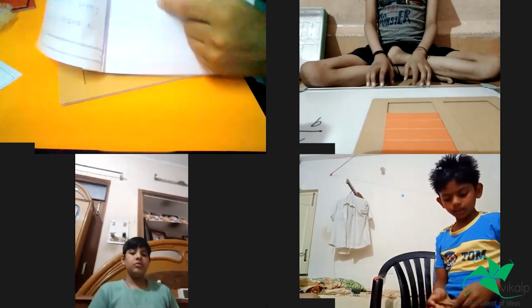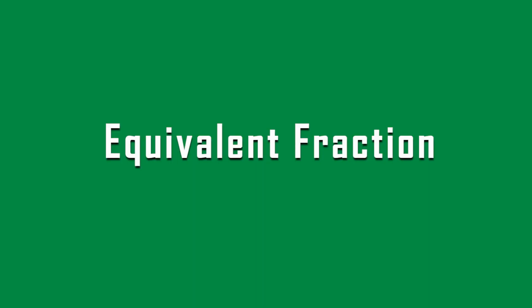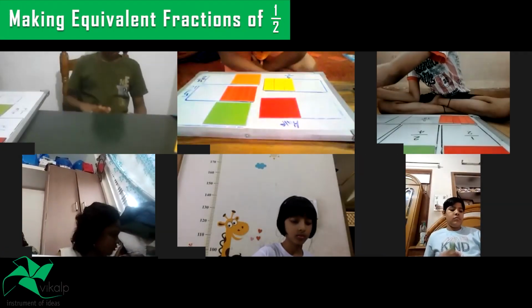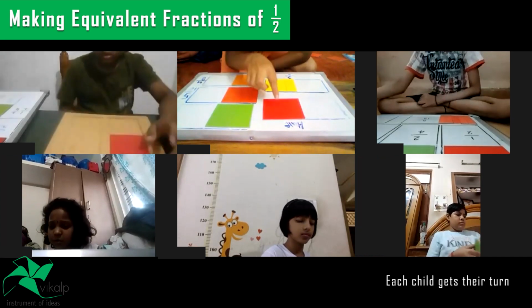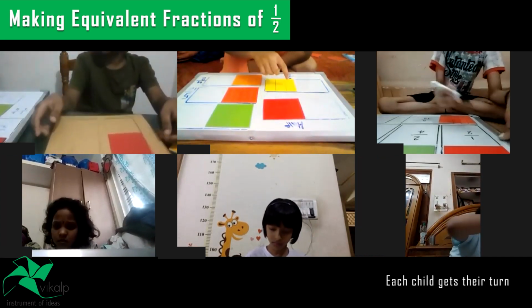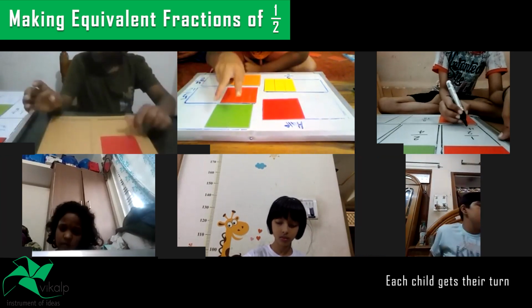Very good. So, can you see? I don't need to see you. I just need to see your board, and you explain with your fingers. See, this is half. And here, 1, 2. It's 2 by 4.